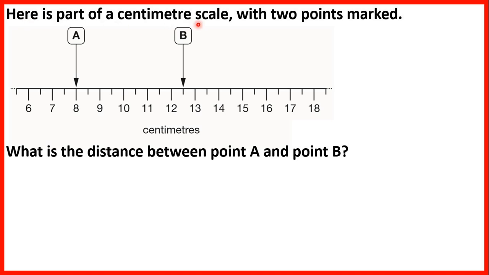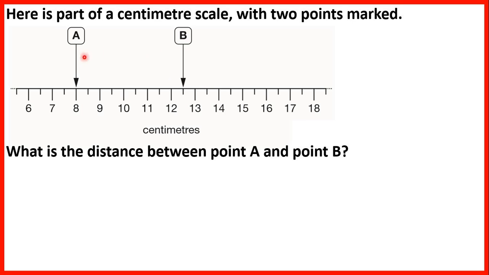Here is part of a centimetre scale with 2 points marked. What is the distance between point A and point B? Well, we can see that point A is at 8 centimetres and point B is right in the middle of 12 centimetres and 13 centimetres, so that's 12.5 centimetres.